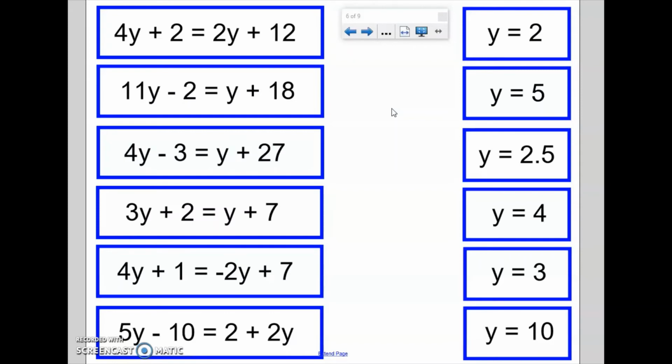So if you'd like to pause the video, have a go at the 6 equations, solving them using the method we've just talked about, matching them up to the correct solutions, and highlighting the odd one out.